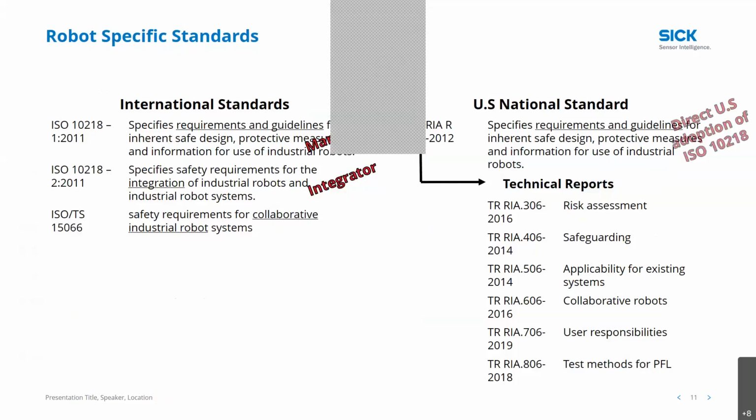Then when we go to the U.S. national standards, it's pretty simple, because ANSI RIA R15.06, the 2012 version, was a direct adoption of the international version, so they're pretty well aligned. This standard is actually due to be updated sometime in 2022. What RIA put out was a bunch of technical reports. Technical report 306 goes through the risk assessment, 406 is safeguarding, and so on. Another important thing is that 706 actually does talk about user responsibilities, so that could be a good technical report if you are an end user. 606 is a direct adoption of the international standard 15066 for collaborative robots. So those two are aligned, and those are some of your applicable standards for robot applications.